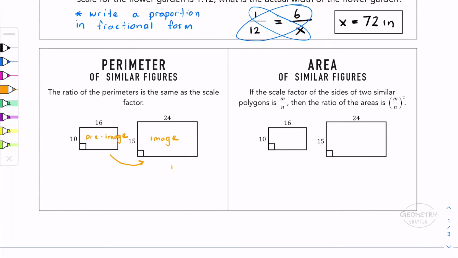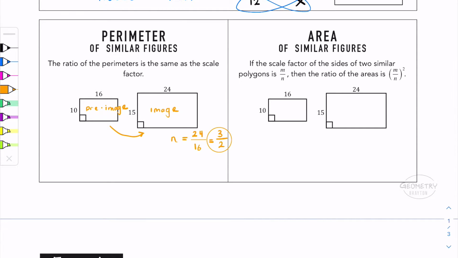So remember the scale factor is determined from the image length on the numerator. I'm going to use 24, which corresponds to 16. 24 over 16, and both have a factor of 8, which simplifies to 3 over 2. So there's the scale factor. Okay, so now set the scale factor aside for a second, and I'm going to find the perimeter of each figure.